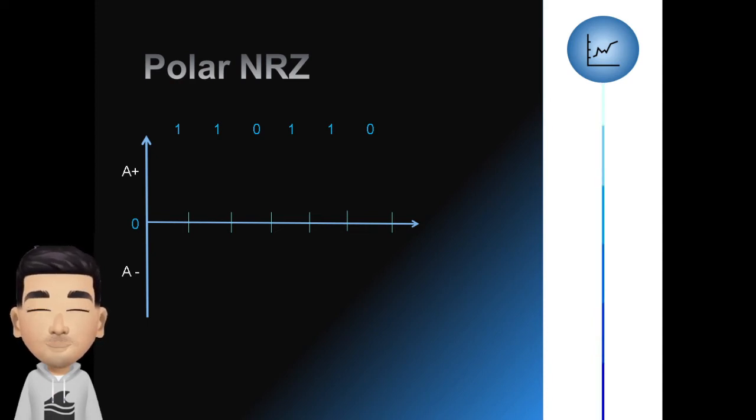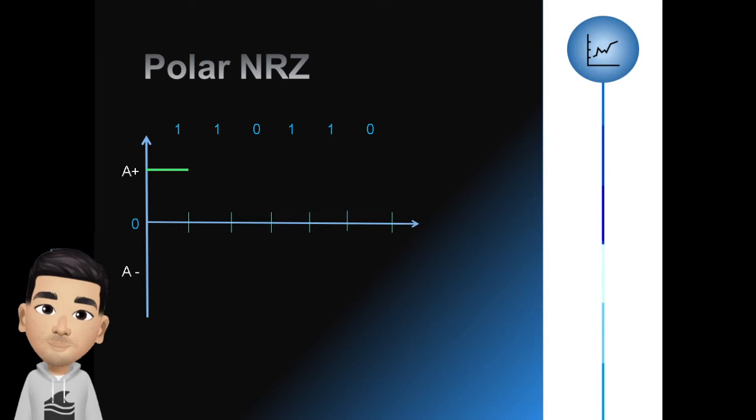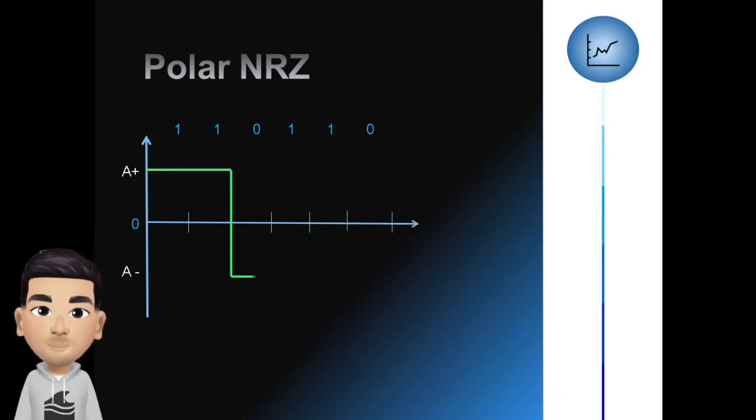We have an input of 1, which will go to A positive to complete its whole cycle, then another 1, which will continue its cycle in A positive, then 0, which we all know is equal to A negative. So from A positive, the signal will go into A negative and complete its whole cycle.